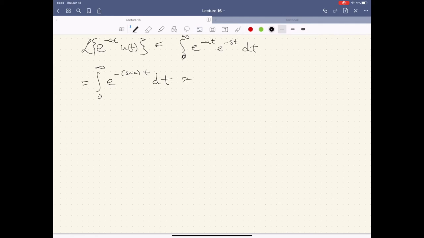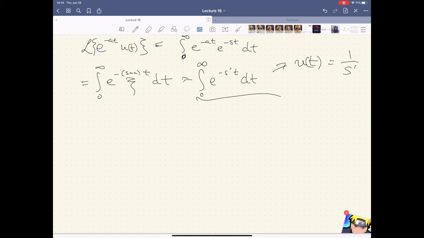Naruto's right. We could think about this as being the integral from 0 to infinity of e to the minus s prime t, where s prime is equal to s plus a. And in this case, we know what this is, right? This is the same thing as u(t), more or less. We're just shifting it around a little bit, where the transform of u(t) was equal to 1 over s. Well, if this is s prime now, then we just do a simple, I'm going to say it, but you're not coming back out, Naruto, substitution, okay? No, go away. Get out of here.